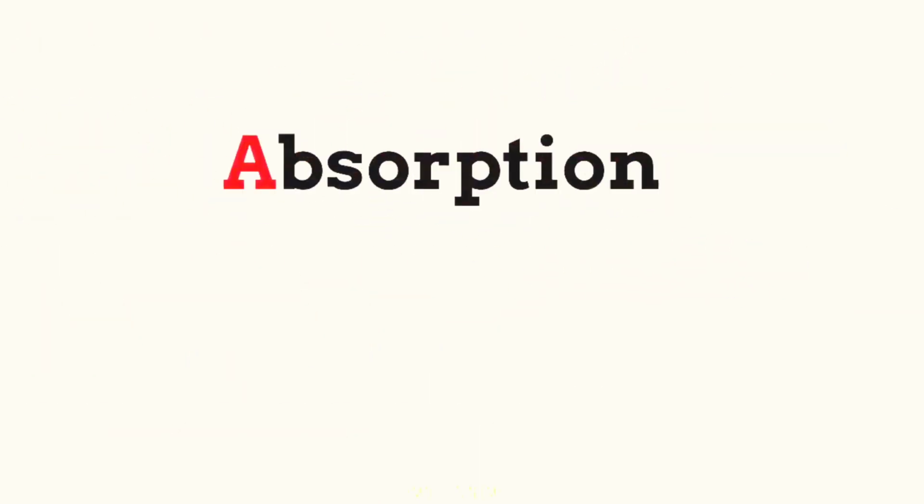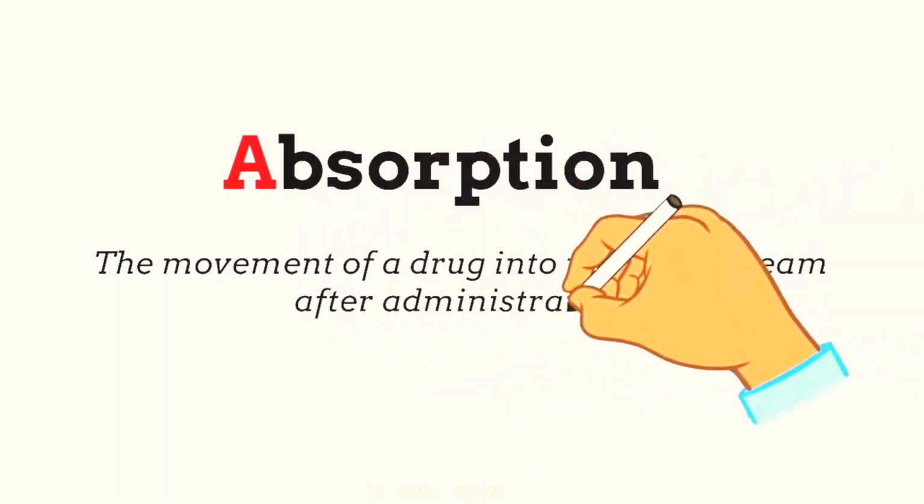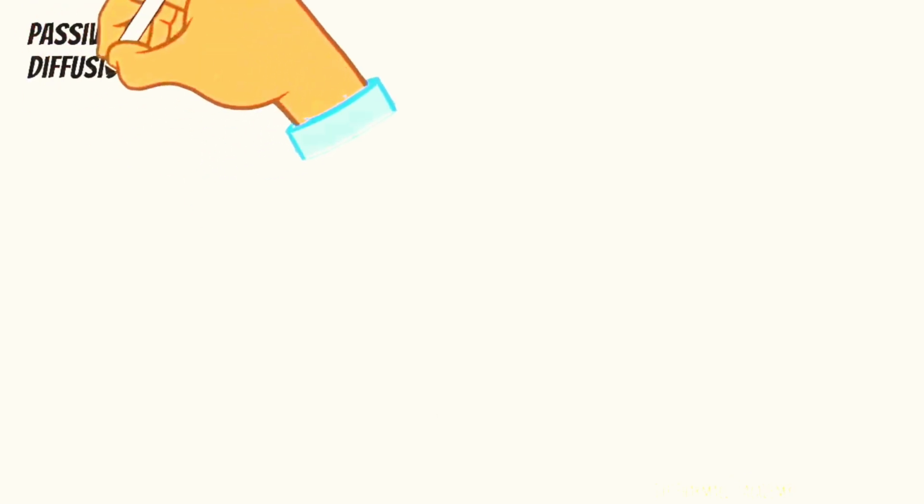So the first one is drug absorption, which is defined as the movement of a drug into the bloodstream after administration. Now, unless the drug is administered directly into the bloodstream, it would have to cross some membranes before it gets to the bloodstream. And it does this using different methods. The first one is passive diffusion, where the drug will move from an area of high concentration to low.